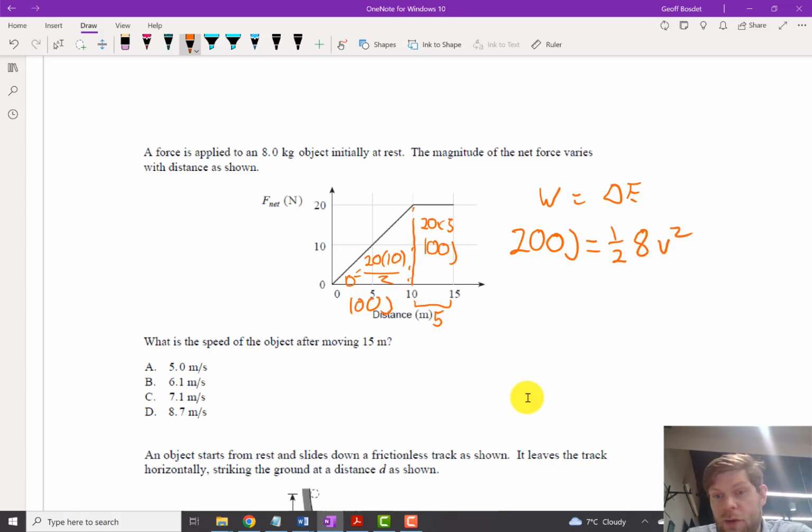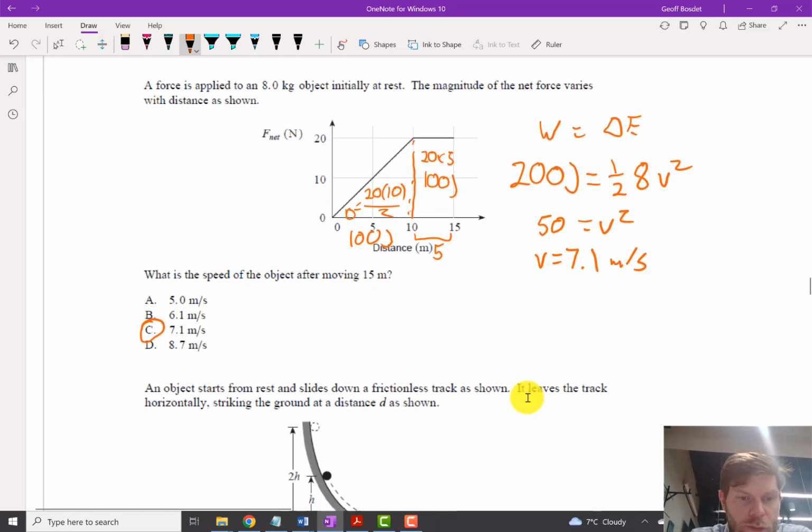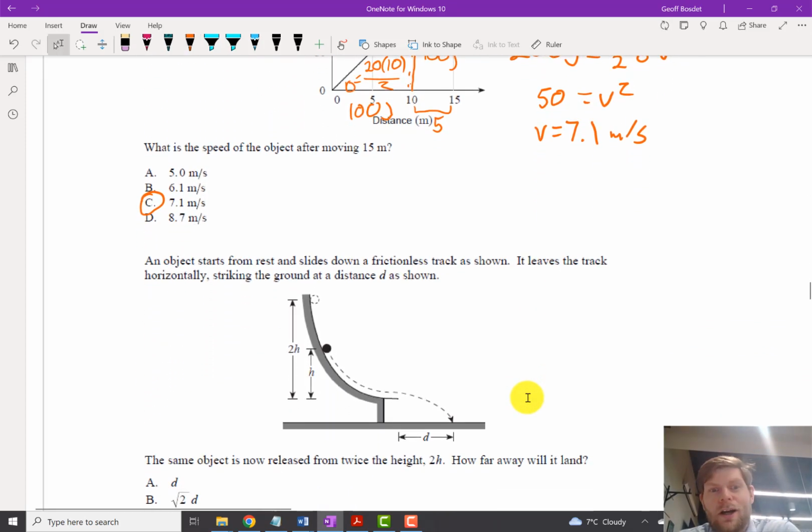So half of 8 is 4. 200 divided by 4 is 50. And the square root of 50 is 7.1, just over 49. All right.